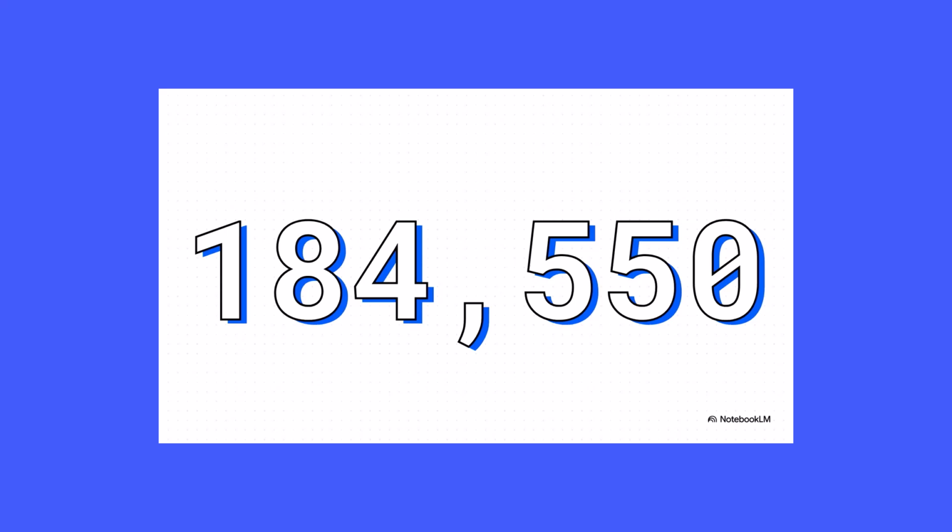Okay, so look at this. 184,550. Just a number on a screen. Could be anything, right? Maybe it's a sales forecast. Could be a profit calculation. The big final answer after weeks of work. And yeah, it looks pretty impressive, doesn't it?